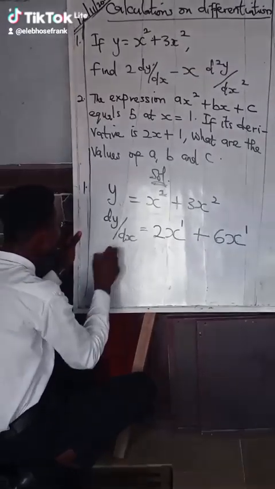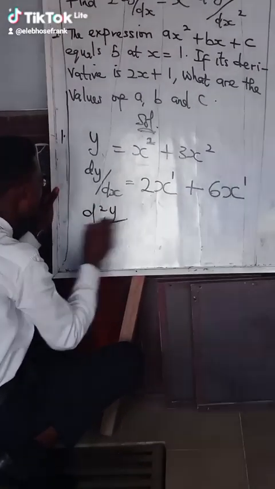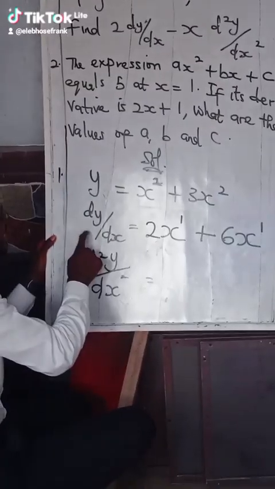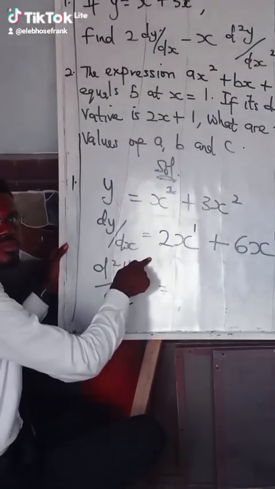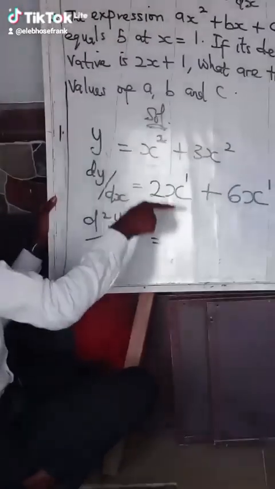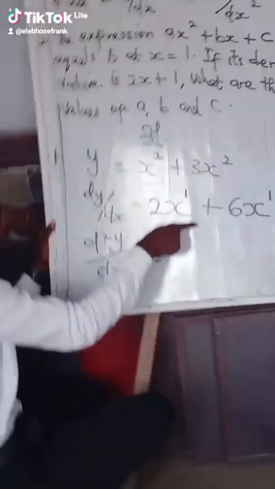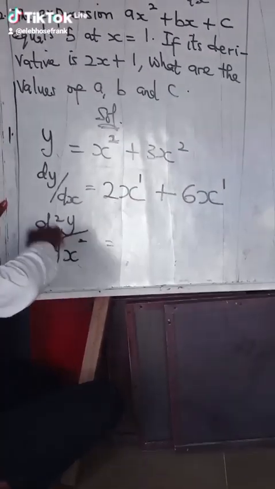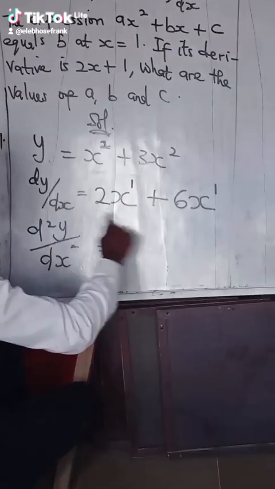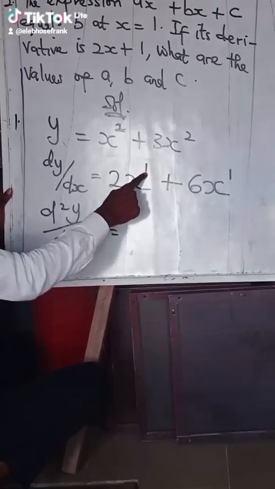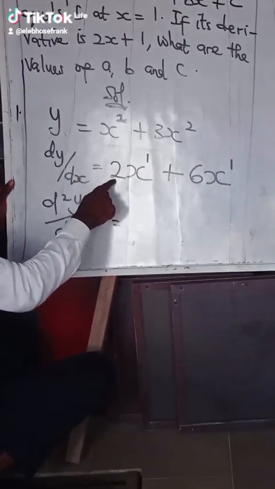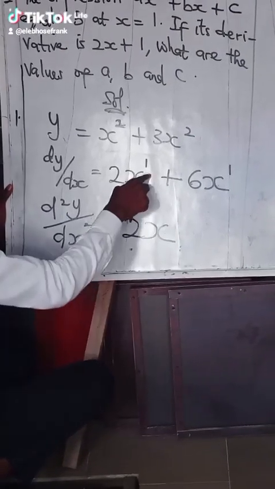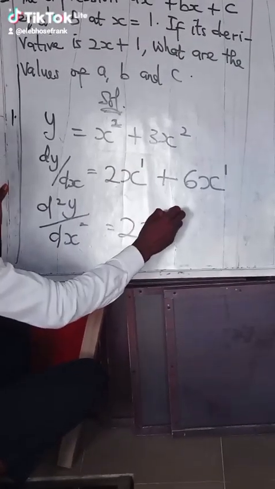Now the second order derivative d²y/dx² is gotten by differentiating the first order derivative. That means we are differentiating twice: differentiate the first, differentiate again. That's why it's called second order. So let's differentiate this now. The initial power is 1. 1 multiplied by the coefficient 2 gives 2. x raised to power 1 minus 1 gives us 0.